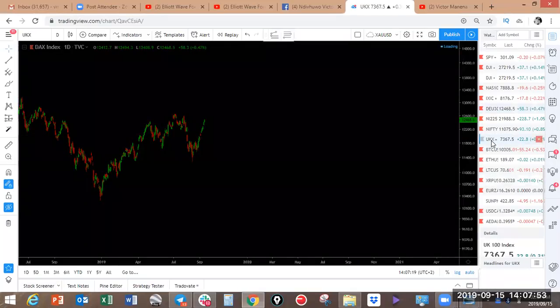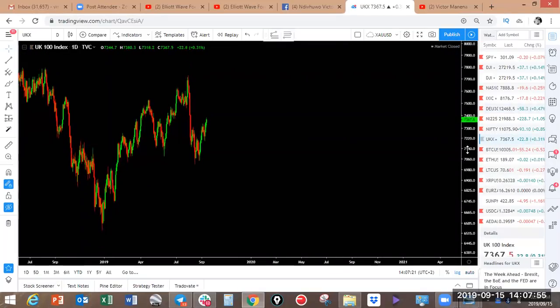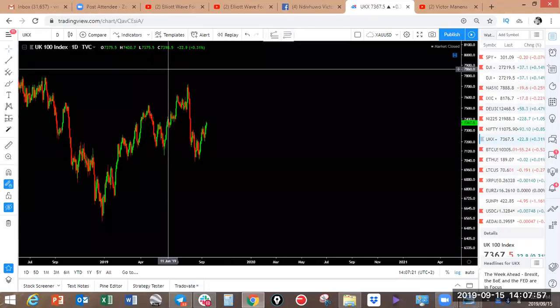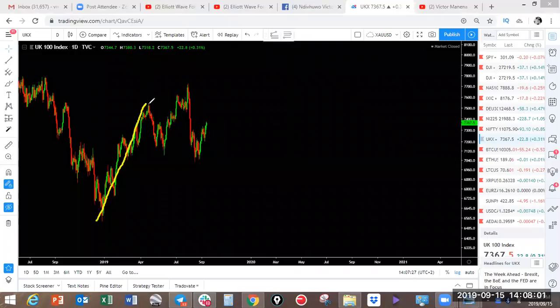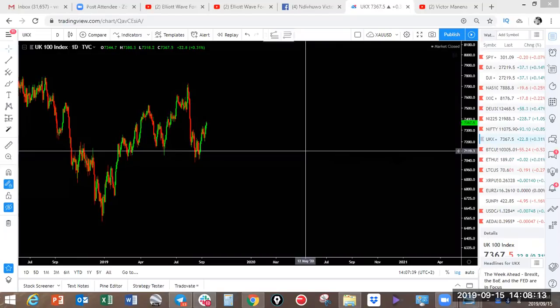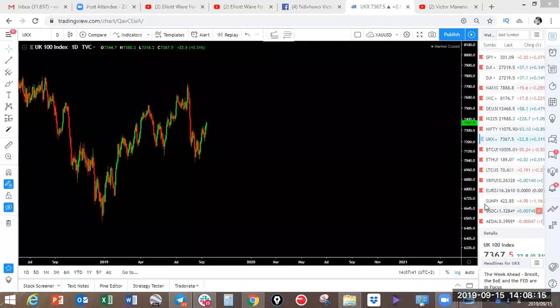UK 100. Also an impulsive move to the upside after an expanding flat. You've got a 5-wave move to the upside. You've got an expanding flat here, 3 waves. Now we're looking for this to push higher, same way as this one has pushed higher here. So we could be going with this move here. Keep getting the corrective structures to the upside. That's how the indices are running in the coming sessions.